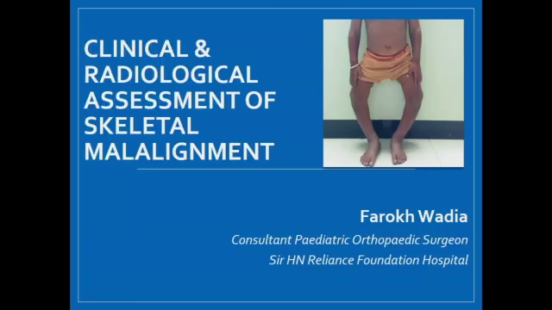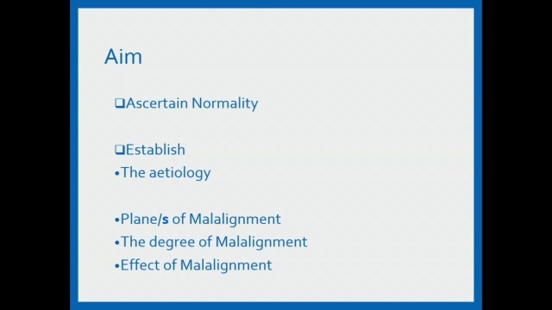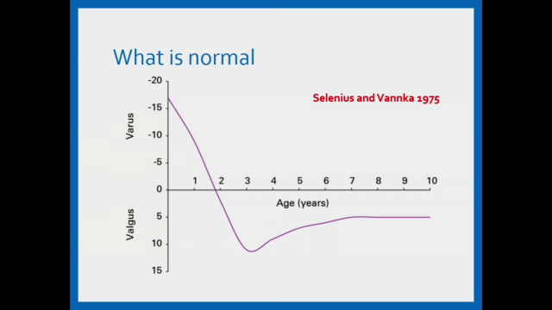So my talk is basically focused on the clinical and radiological assessment of skeletal malalignment in children. I think the aim of clinical and radiological assessment is to establish what normal is and what abnormal is, then establish what the etiology of that skeletal malalignment is, what are the plane or planes of malalignment, the degree of malalignment, and the effect of malalignment, and then, of course, plan the correction of that malalignment.